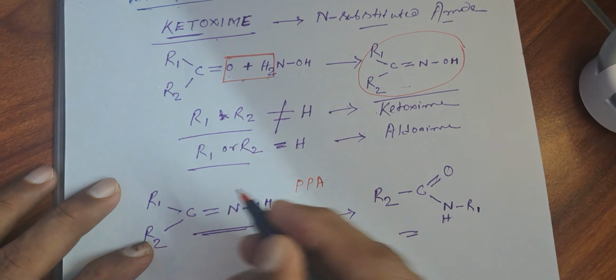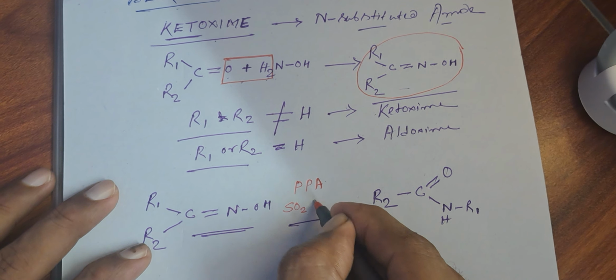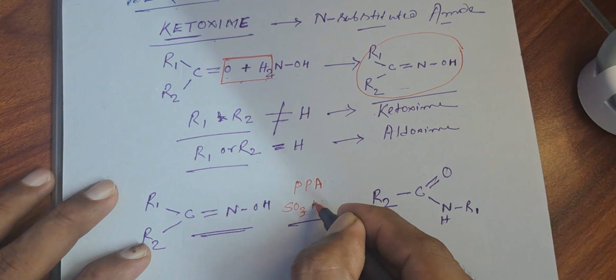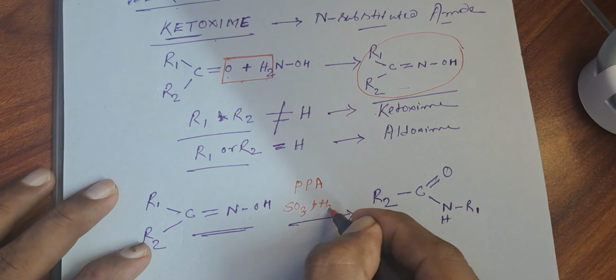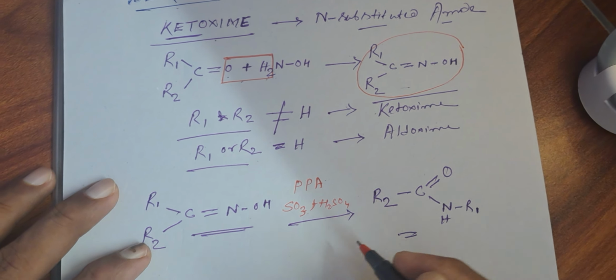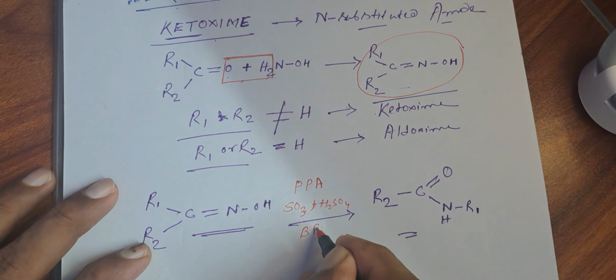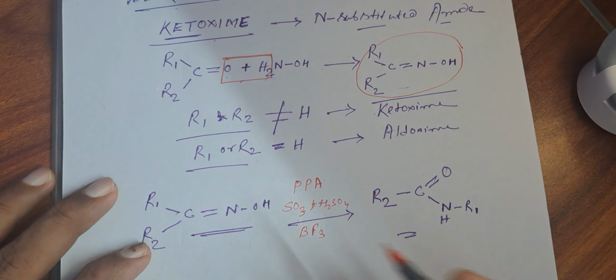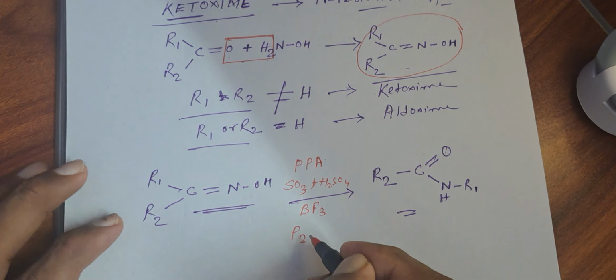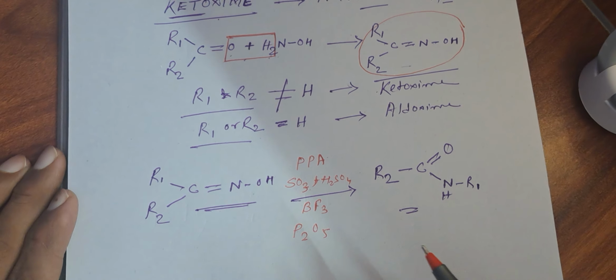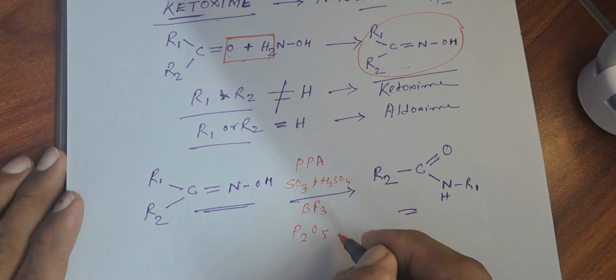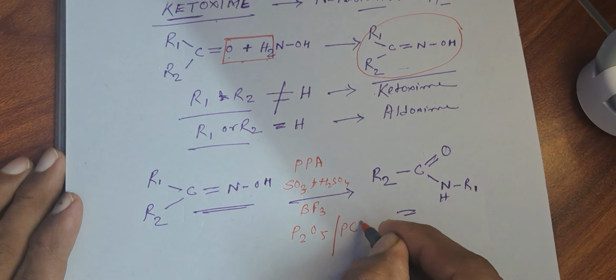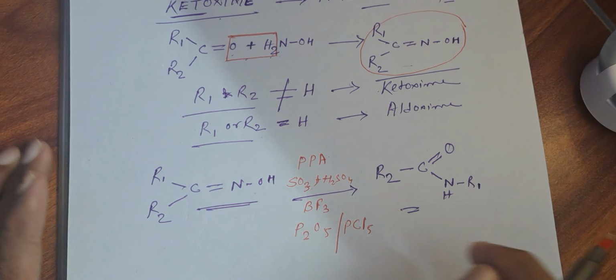You can take fuming H2SO4 as well, like SO3. You can even take BF3, boron trifluoride. Then you can take phosphorus pentoxide, P2O5, and even PCl5, phosphorus pentachloride. So these are found to be the options.